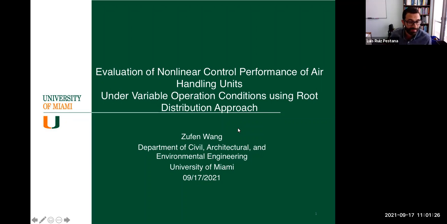Thanks everyone for coming. Today we have with us Zufen Wang, a PhD student here in our department. She does research on, as far as I understand, control strategies for HVAC systems, and I think that's what she's going to tell us about today. She is close to graduation, so I'm sure she appreciates any feedback that we may give her after her talk. All right, so Zufen, thank you for giving the talk, and the floor is yours.